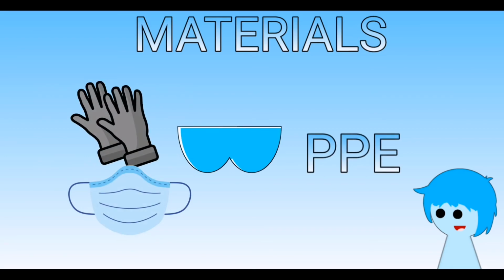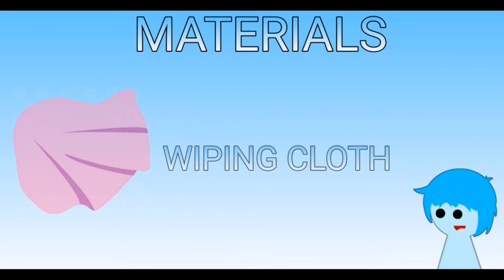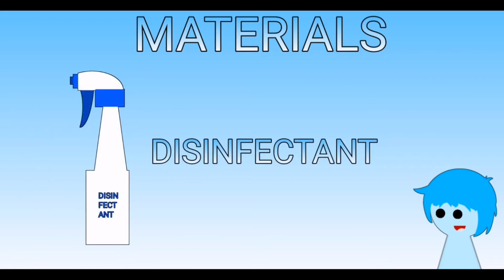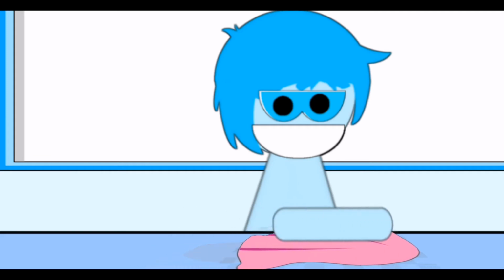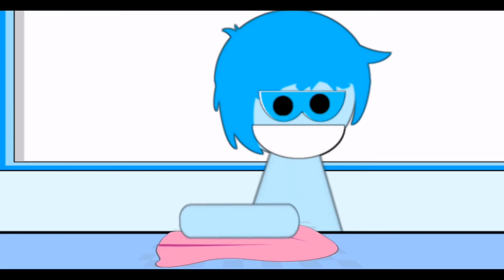Number 1, personal protective equipment. Number 2, wiping cloth. And number 3, disinfectant. Okay, so let's start. First, wear appropriate personal protective equipment like goggles, gloves, and face masks. Second, pre-clean to remove any visible soils from the surface. Air dry or wipe dry with a cloth.